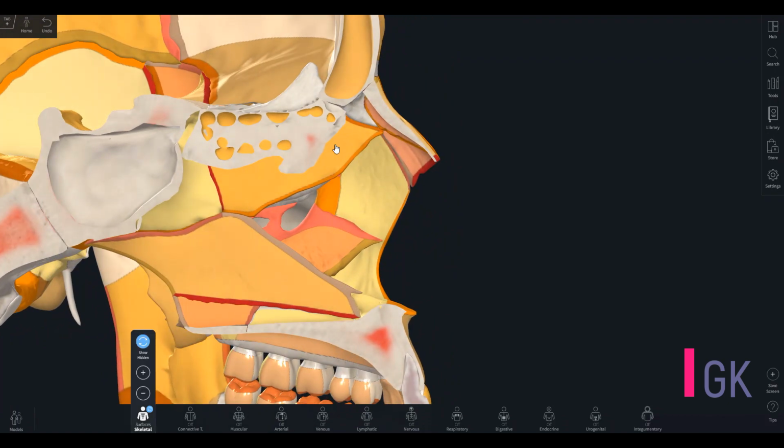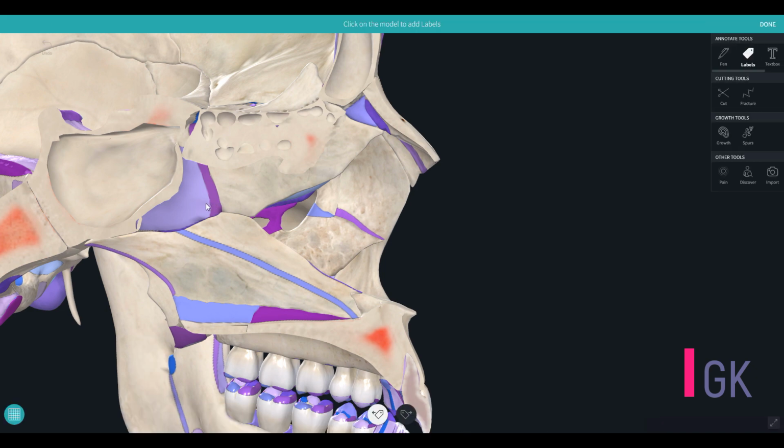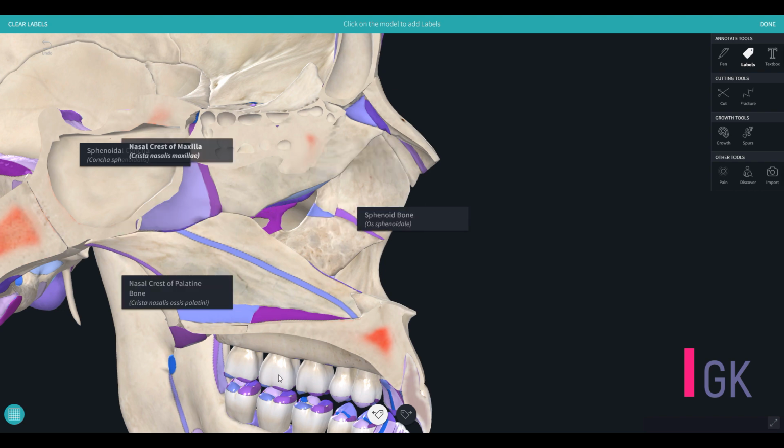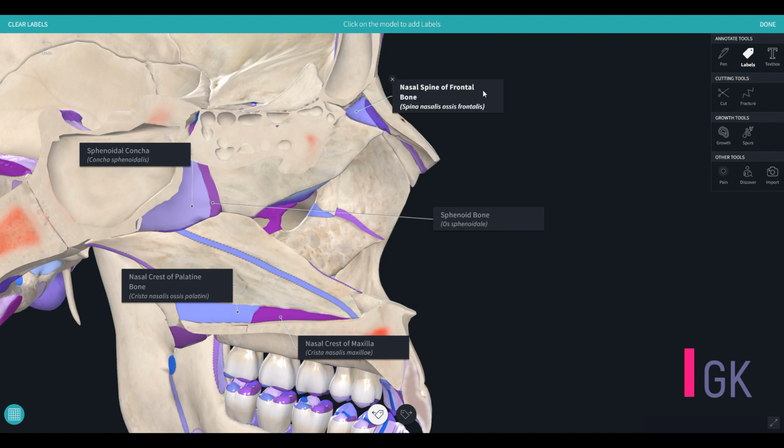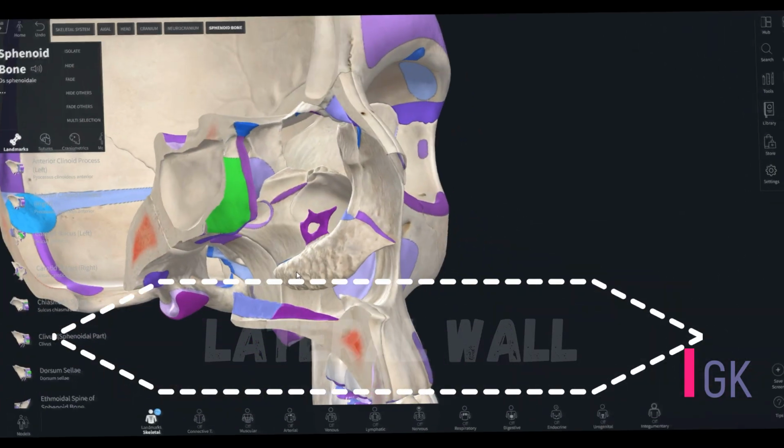by the perpendicular plate of the ethmoidal bone, the rostrum and sphenoidal concha of the sphenoidal bone, the nasal crest of the palatine bone and nasal crest of the maxilla, also by the vomer, and the nasal spine of the frontal bone. The lateral wall of the nasal cavity.